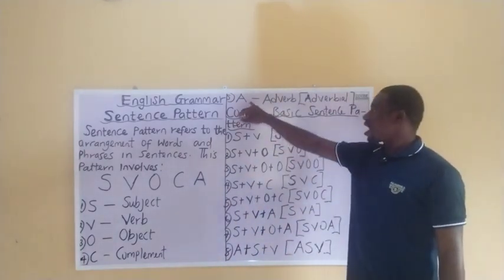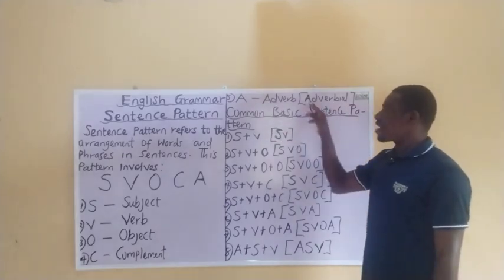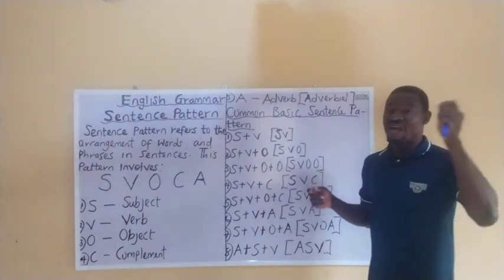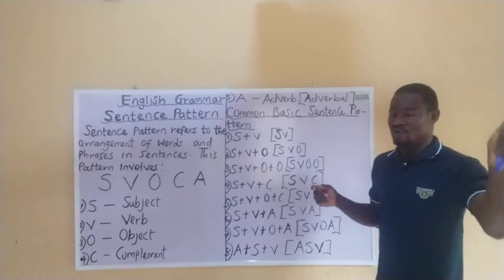Number 5, adverbial, which is the A. Adverbial here could be either a prepositional phrase, adverbial phrase, or adverbial clause.